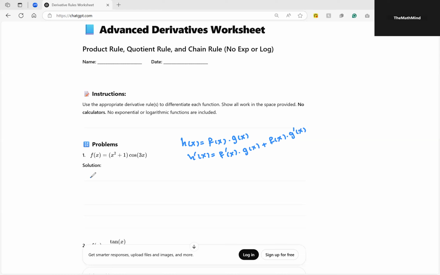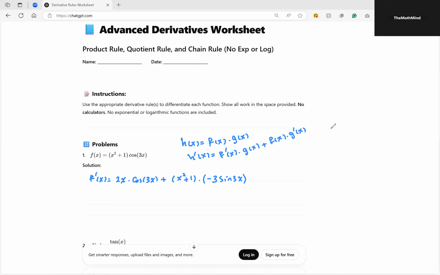Okay, so now f prime here will be the derivative of the first function, which is 2x, multiplied by the second function itself. We don't need a bracket here; you can use cosine 3x as well. Plus the first function x squared plus 1 multiplied by the derivative of cosine, which is negative 3 sine 3x.